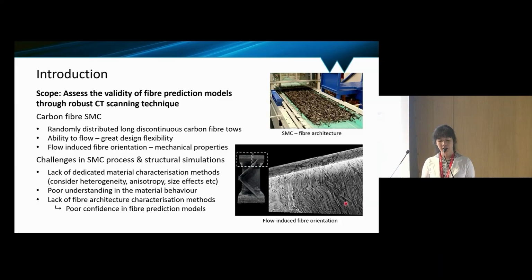Another aspect is the lack of fiber architecture characterization methods. So people have developed many models that they think can predict material behavior. But there's actually no evidence, because if you don't have robust and reliable experimental data to show here's the fiber architecture, you can't validate your model.